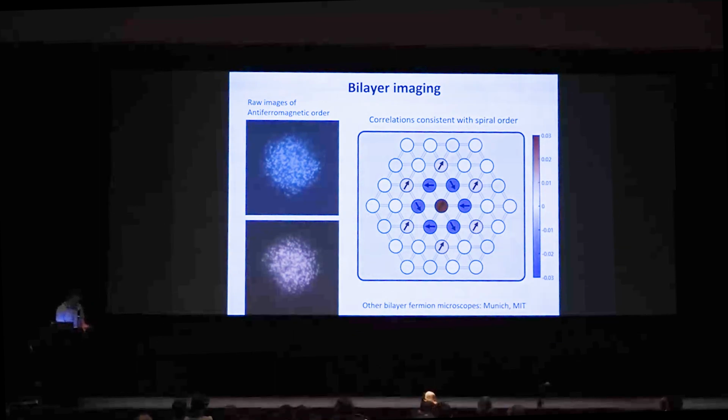Now let me move on to what we're doing with our microscope at Princeton. So the unique feature of our microscope is that usually with a typical microscope like the ones I've mentioned, you are not able to measure the full information of the system. So in a Hubbard model, on a given site, there are four possibilities.